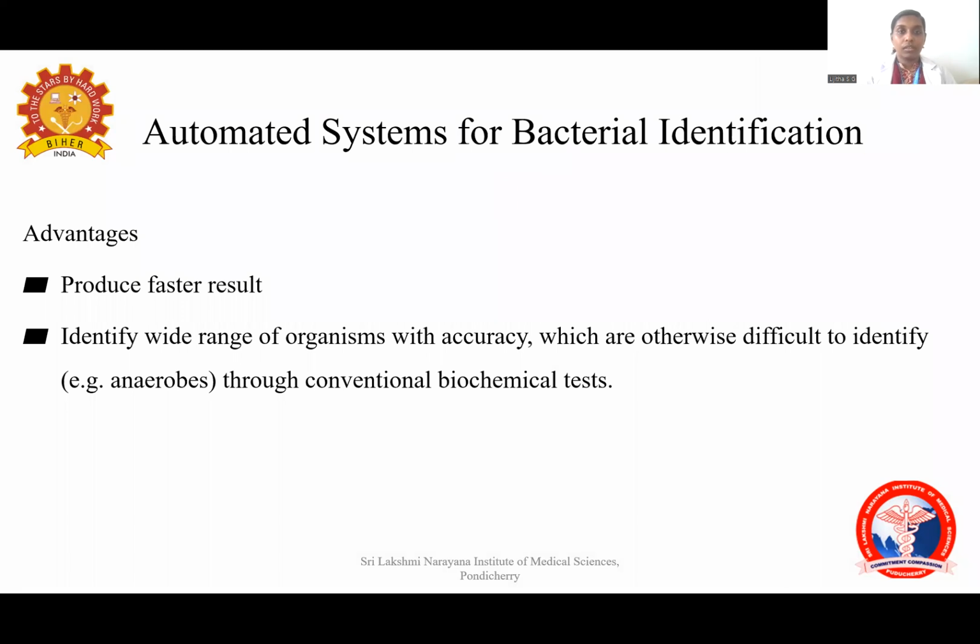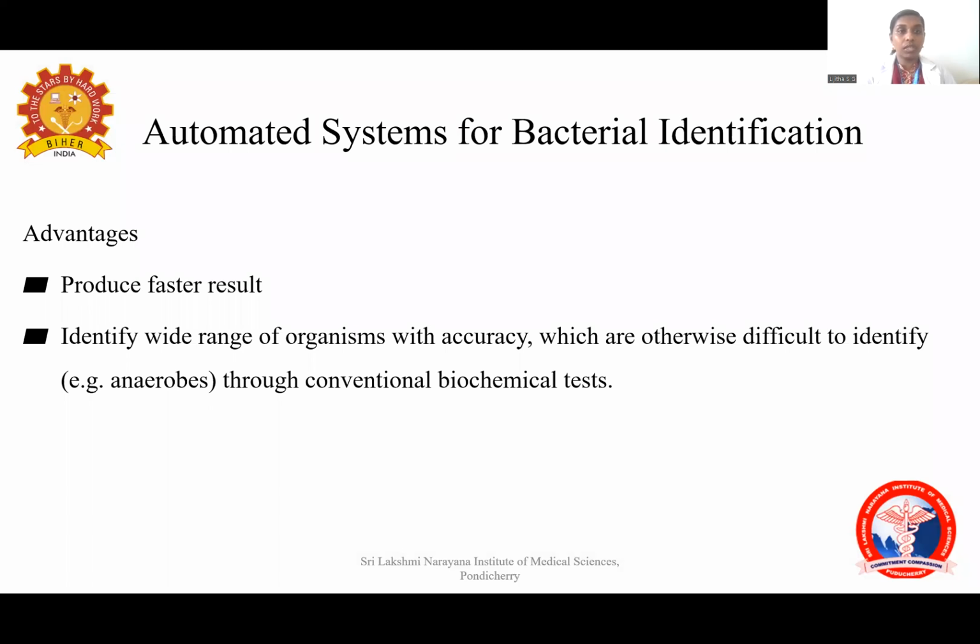So these are the major conventional biochemical tests that we do. Now we move on to the automated systems for bacterial identification. These automated systems have the advantage that they are faster. We can get a result faster.